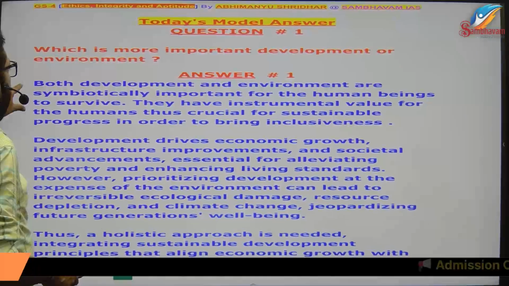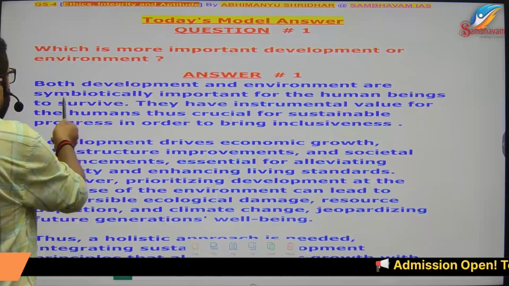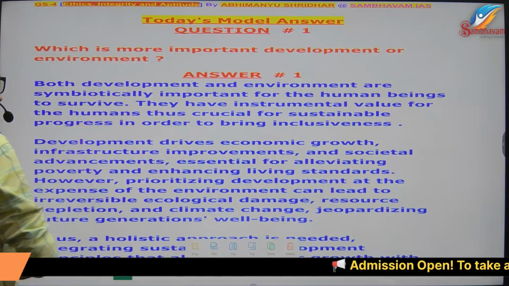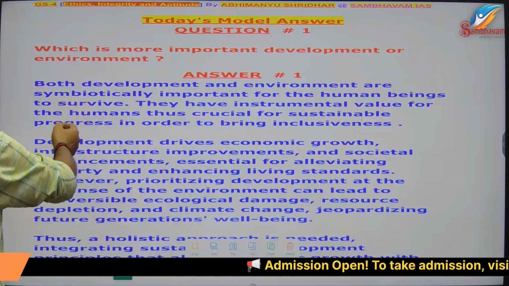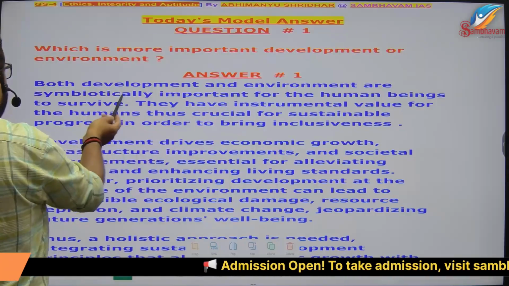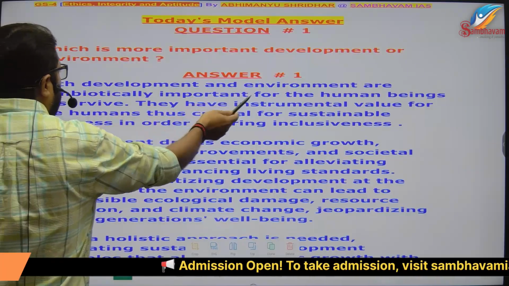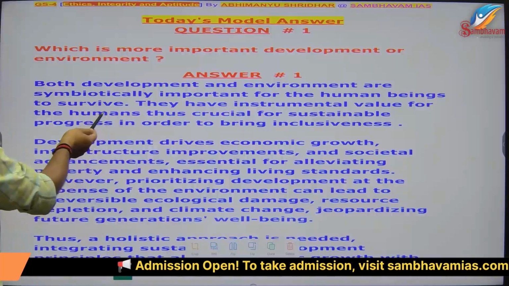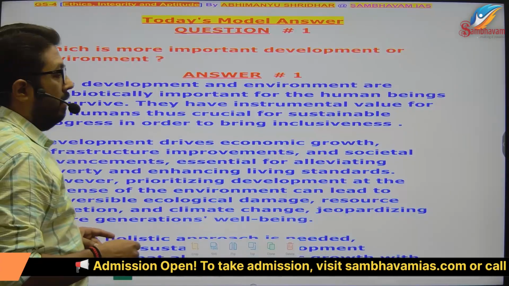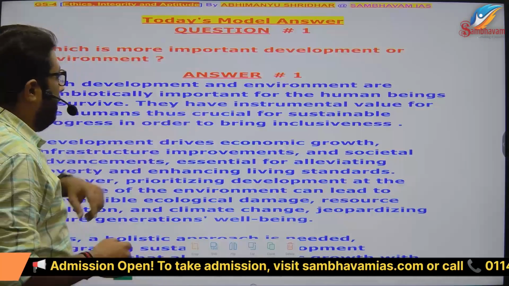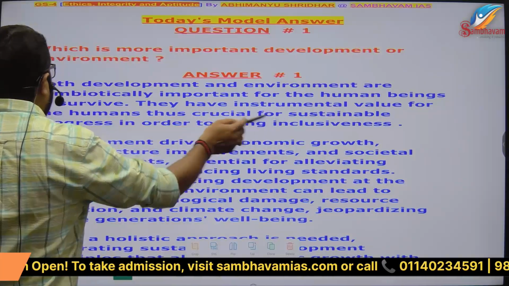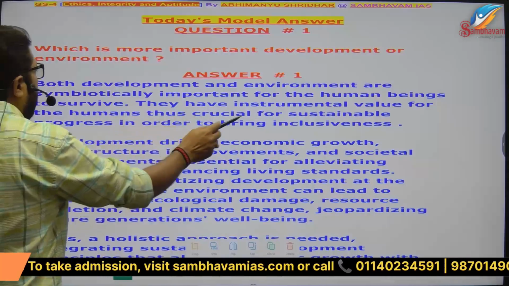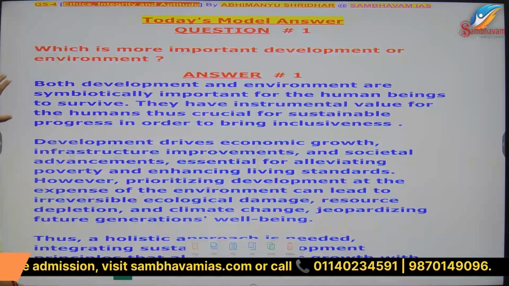Both development and environment are symbiotically, means they are complementary, important for the human beings to survive. They have instrumental value for the humans, thus crucial for sustainable progress in order to bring inclusiveness. So I have started with a masterpiece.